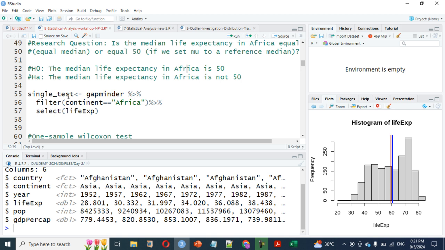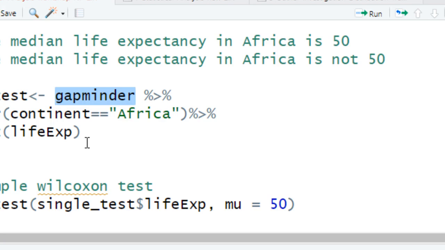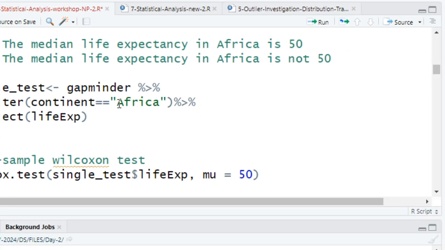So let's use our piping now and select our data set, single test gapminder. We pipe in our data set as usual, we filter by continent, Africa. Then we pipe in also, we select our life expectancy, because that's what we need to test, to find the median and see if the median is equal to 50 for Africa. You can use other continents. We have many continents here, we have 5, so you can use any other continent.